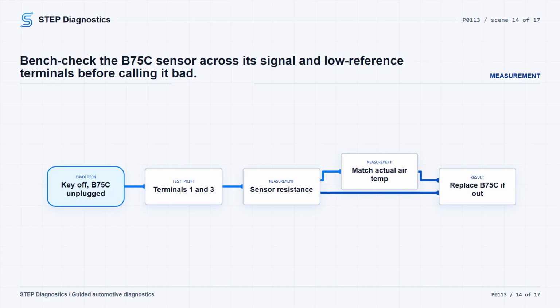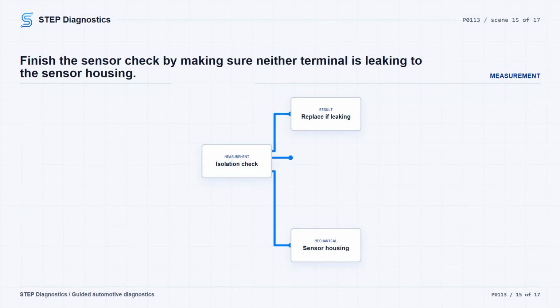If it is inside that range, compare the value to the temperature versus resistance data for the actual intake air temperature. If those values are not available in the bay, pause and do not guess the missing temperature to resistance values. If the value is not in the specified range for temperature, replace the B75C multifunction intake air sensor. If it is in range, test for infinite resistance between each terminal of the component and the component housing. If either terminal shows less than infinite resistance to the housing, replace the B75C multifunction intake air sensor. If both are infinite, the component checks OK.